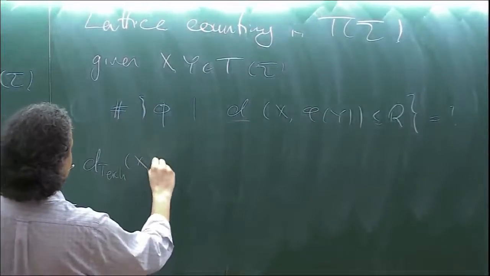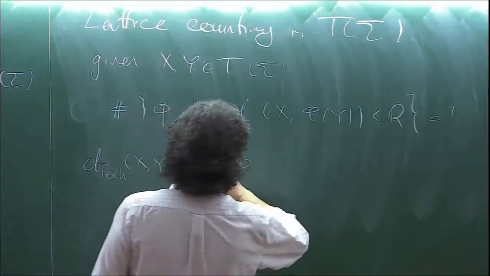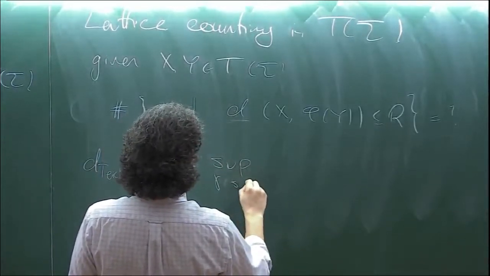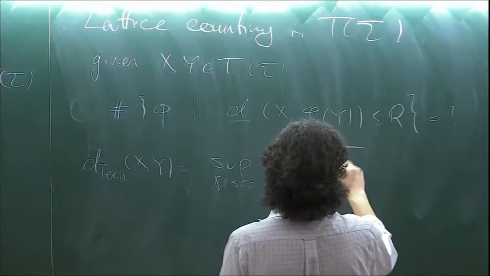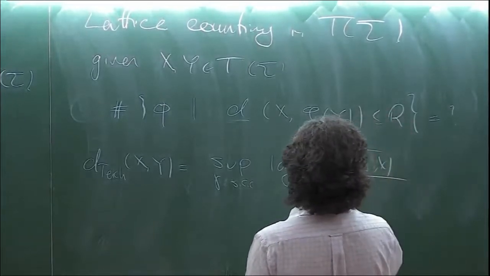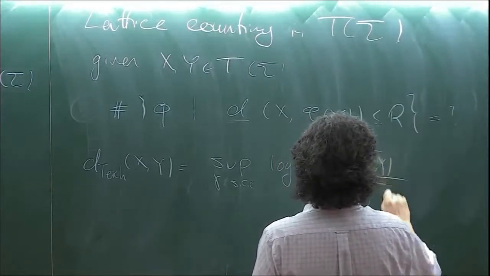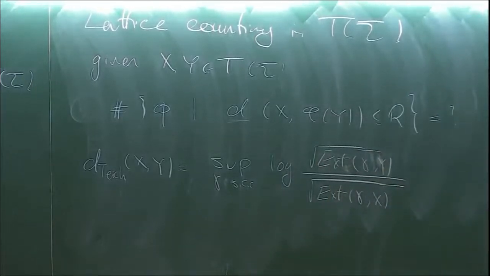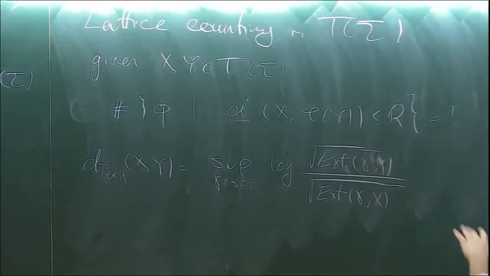There's a Teichmüller metric between x and y, which is defined to be the supremum over all simple closed curves gamma of log of the square root of the extremal length of gamma at x divided by the square root of the extremal length of gamma at y. This is the Teichmüller metric. And remember, the extremal length is itself an infimum over all metrics in the conformal class of length squared over the volume, and so on. It's kind of a hard metric to play with, but anyway.